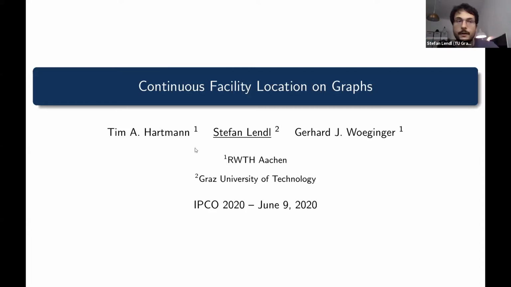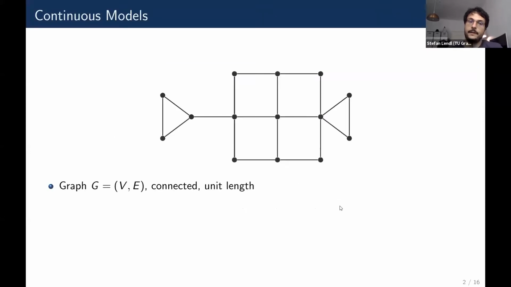Thank you very much. I hope you can hear me now. This is joint work with Tim Hartmann and Gerhard Wöginger from Aachen. Let me directly start by introducing the model. We are looking at a problem on a graph, and we assume that our graph is connected and undirected, and all the edges have unit length, like in the graph above.